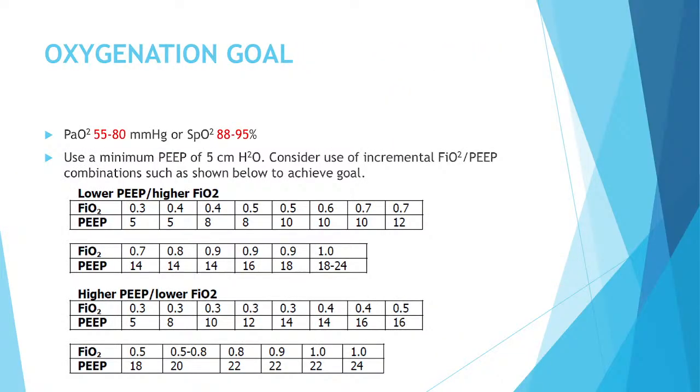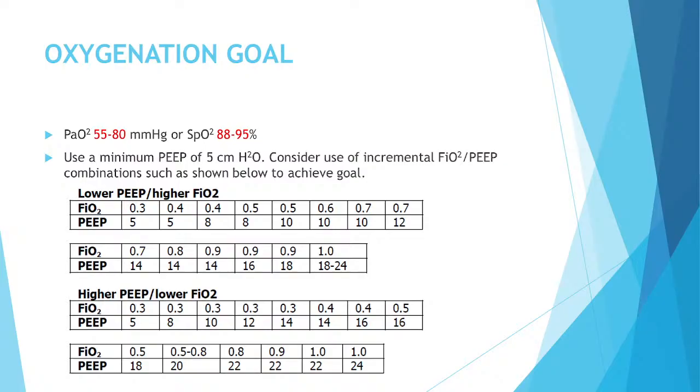So first of all, what are your oxygenation goals? Your PaO2 should be between 55 to 80, or your SpO2 should be between 88 and 95. 88 is the cutoff, not 92 to 95, 92 to 96. 88 is enough in case of severe ARDS. So use a minimum PEEP of 5 cm of water.